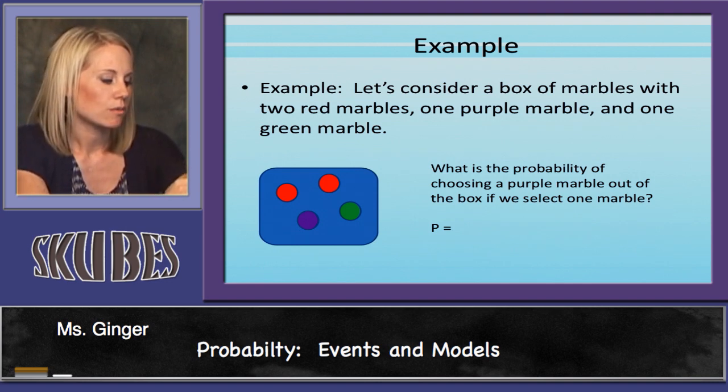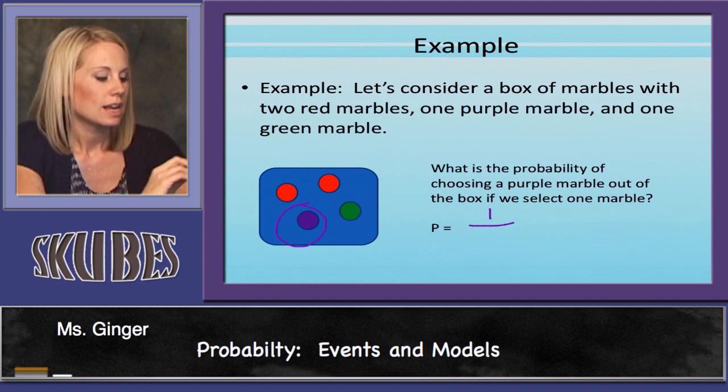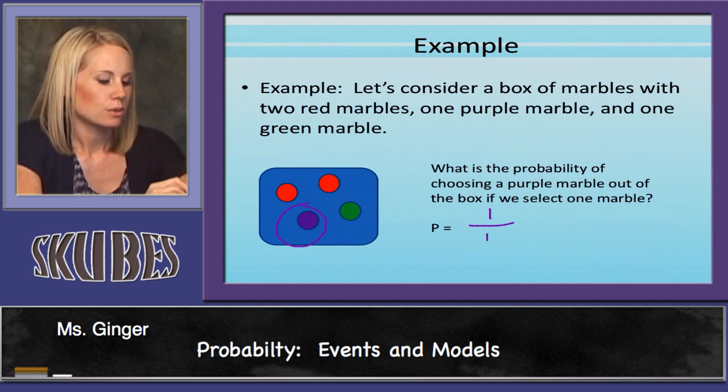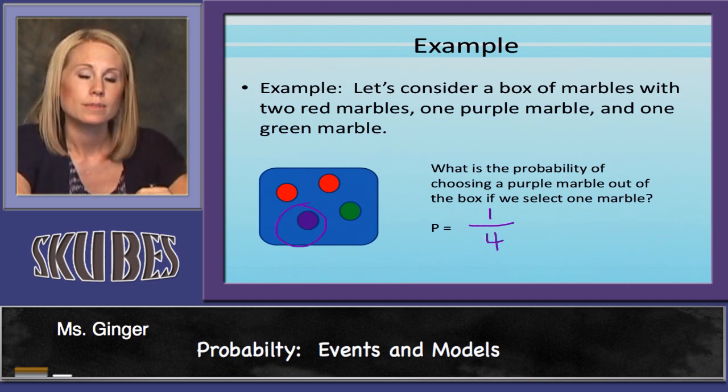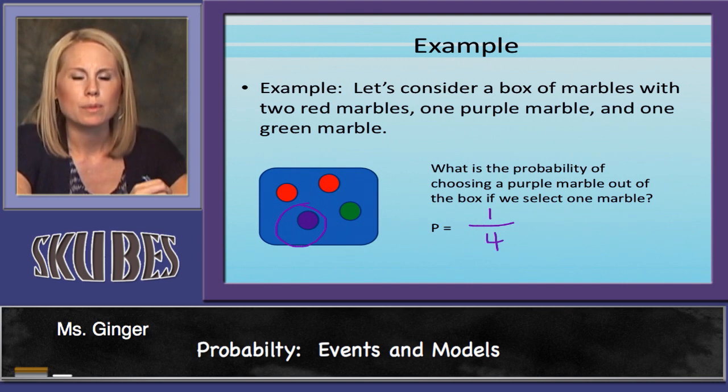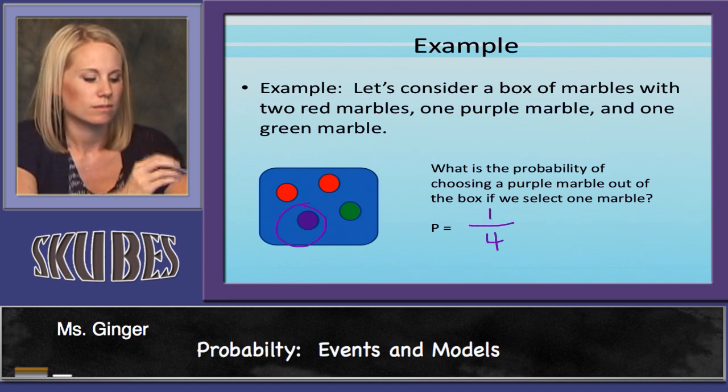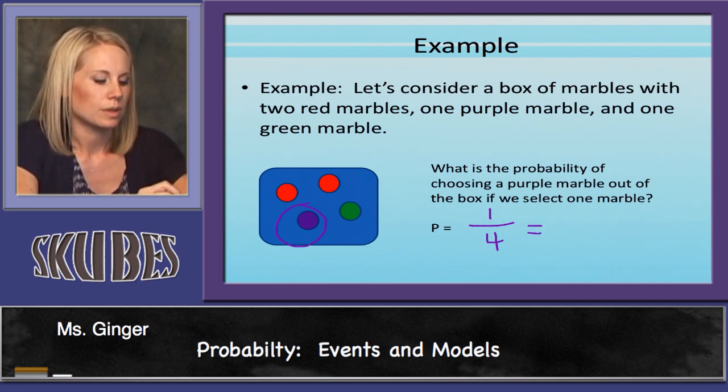So we can see that we have 1 purple marble. So our probability is 1 chance, since there's only 1, divided by 4 marbles total. So 1/4. Simple as that. And sometimes you'll see probabilities written as fractions, sometimes decimal, sometimes percent. So that would be equal to 0.25.